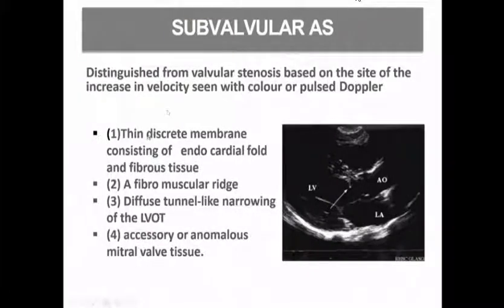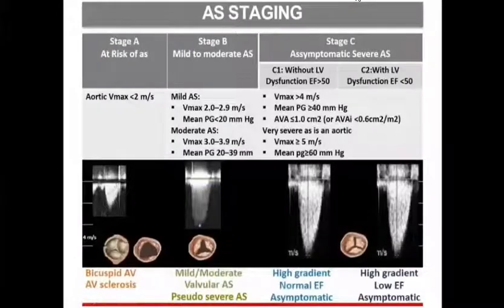So especially in young people, you should rule out whether subvalvular AS is there or not. Type 1 is a thin discrete membrane consisting of endocardial fold and fibrous tissue. Type 2 is a fibromuscular ridge, and type 3 is diffuse narrowing of the LVOT, and there is also anomalous mitral valve tissue that can be seen.